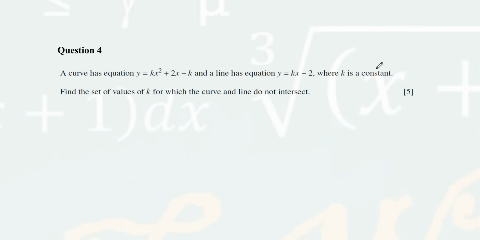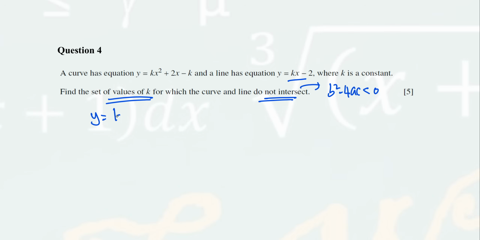Okay, question number 4. A curve has equation y equals kx squared plus 2x minus k, and a line has another equation. Find the set of k values for which the curve and line do not intersect. So do not intersect means that no intersection point. Or in other words, we solve it by assuming that there is an intersection point, but then in that equation there's no root. Okay, so now here I will be using the discriminant is less than 0.